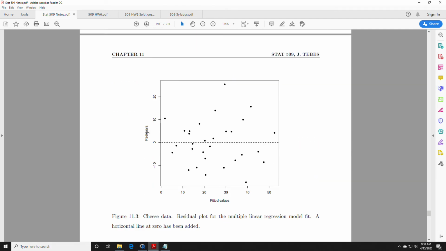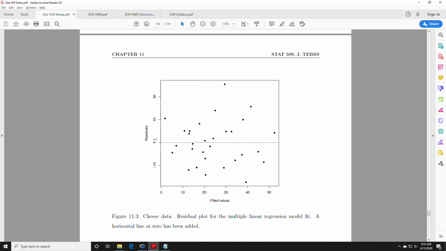We can see we have residuals versus fitted values. This is what the residual plot is going to be, and what you can see here is basically a random scattering of points. That's what we want. That indicates that our assumptions are satisfied. Notice this dotted line at 0. One of our assumptions is that the expected value of the error terms is 0.